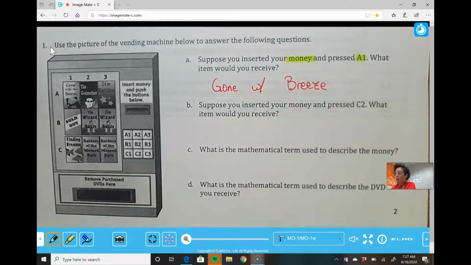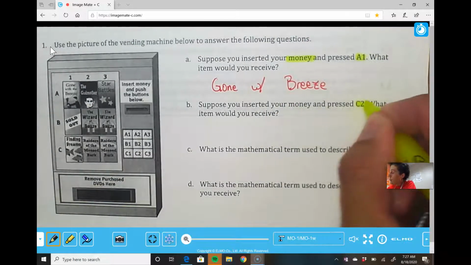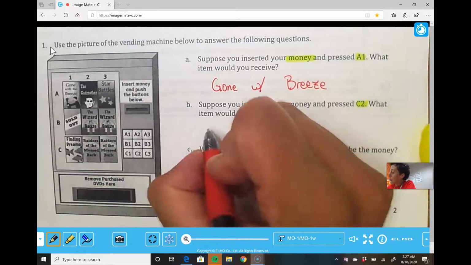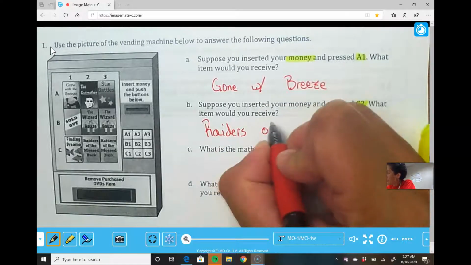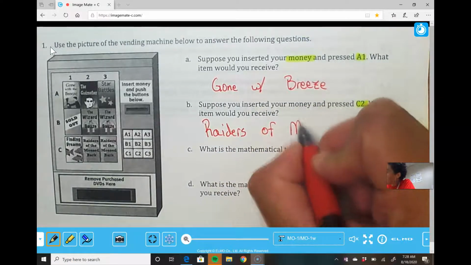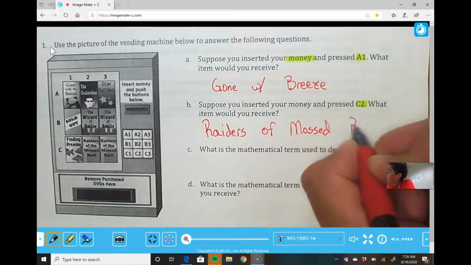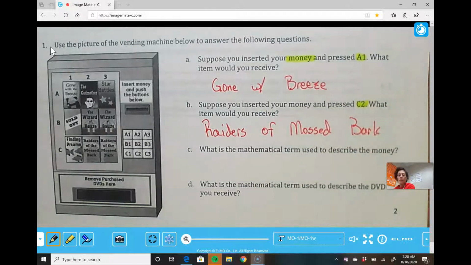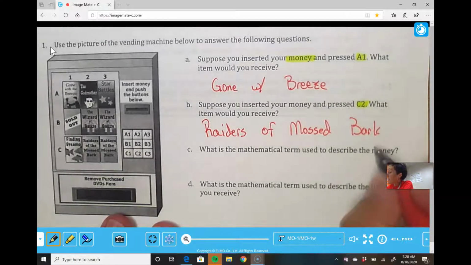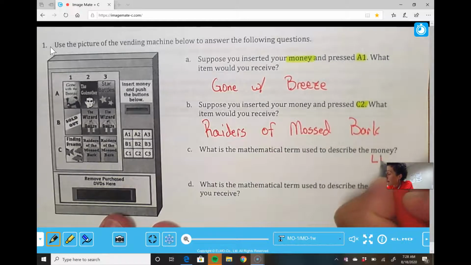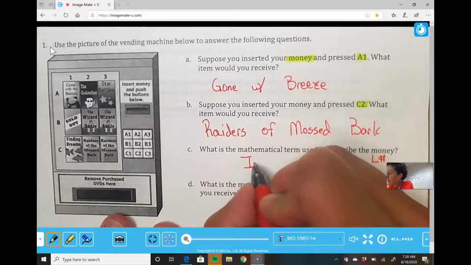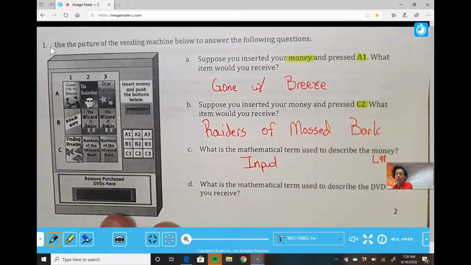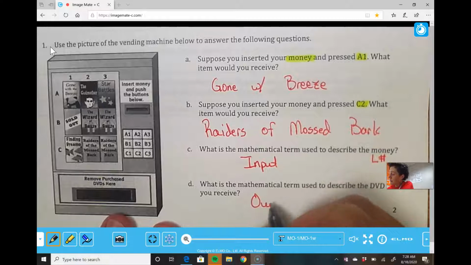And if we insert money and input C2, then we're going to end up getting Raiders. I didn't make this up. This is from something. Of the Mossbark. Again, I'm abbreviating a little bit here, not writing all the words. And so again, what's the mathematical term to describe the money and also the letter and number that we put into the vending machine? That's your input. And then the DVD that we get out, that's our output.